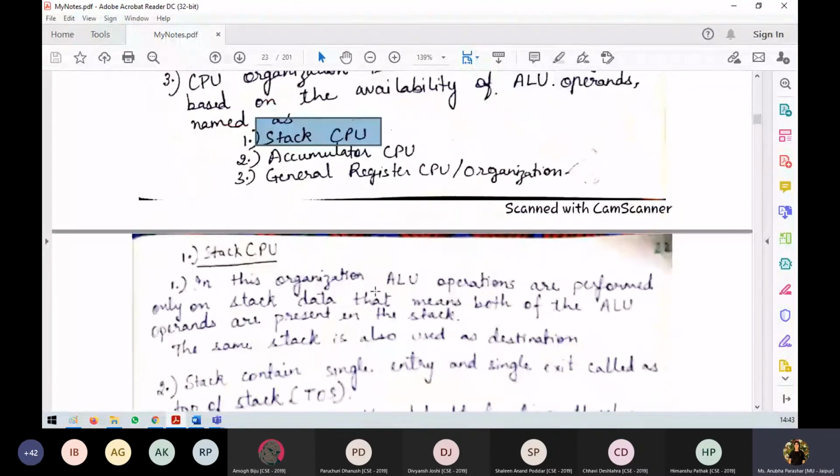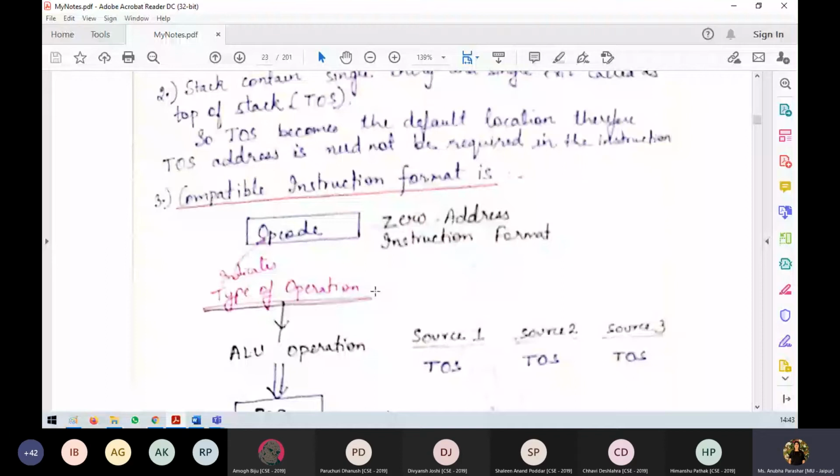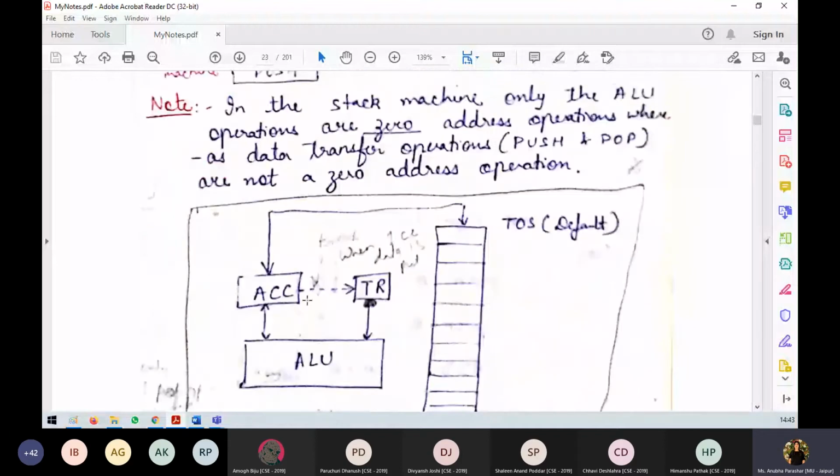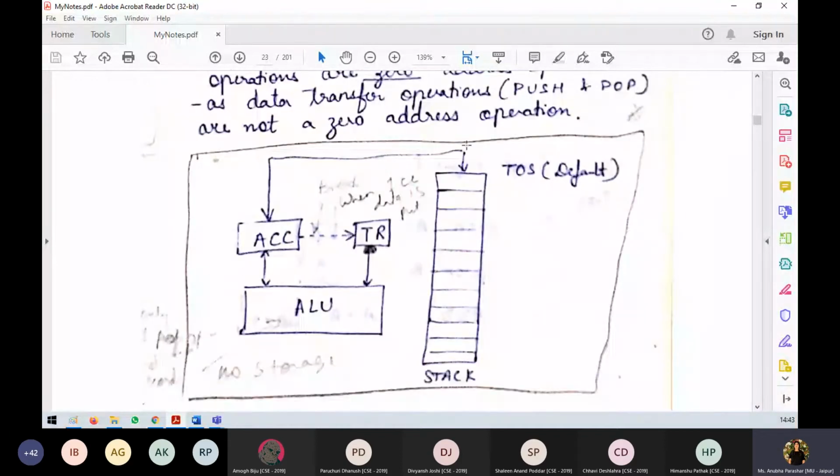To remind you about the stack, there was an accumulator. There is this stack. We were looking at what the top of stack is. From the top of stack we were doing the operation, either push or pop. And this is a temporary register.